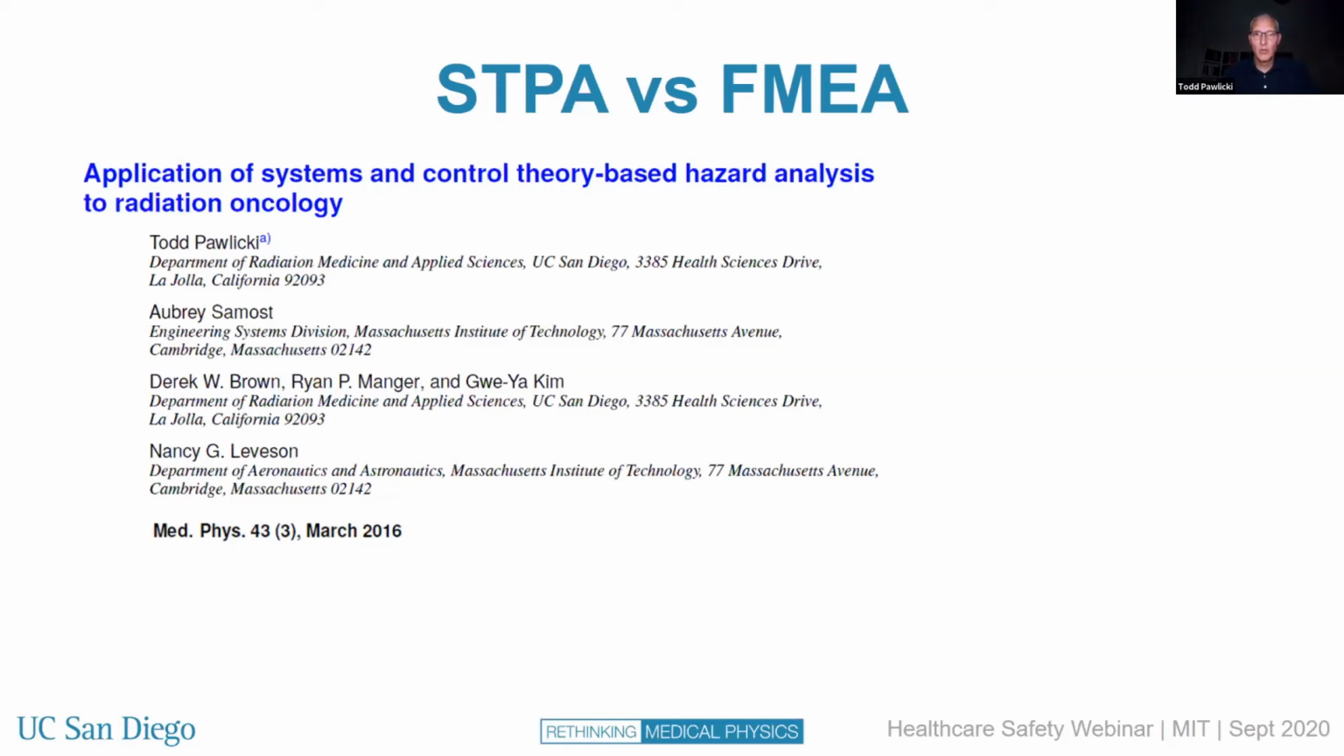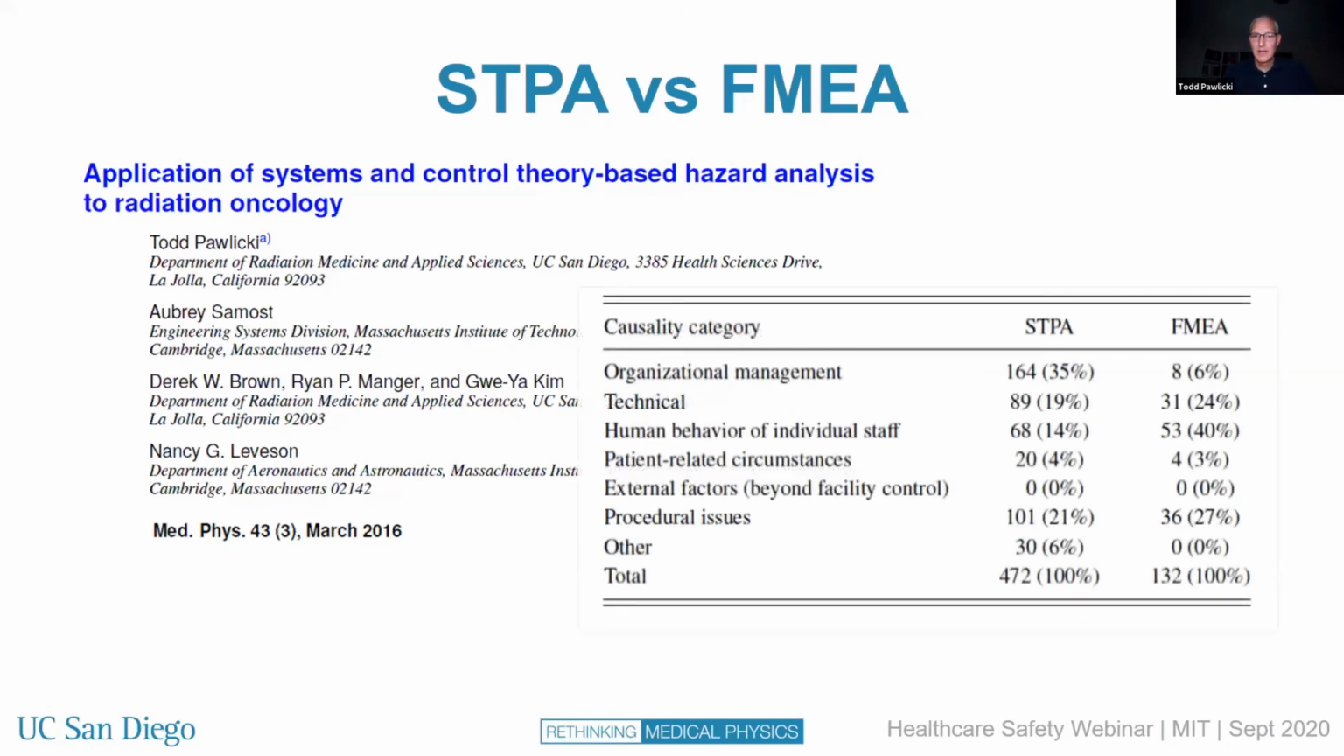And I just wanted to pull out one table from that paper, and that compares the results of STPA and FMEA. And the first thing I want to point out is that STPA found causal scenarios. I know causal scenarios and failure modes are not the same thing, but just to give you an idea of the number of issues that come up, STPA found a little over 3.5 times more than FMEA did.